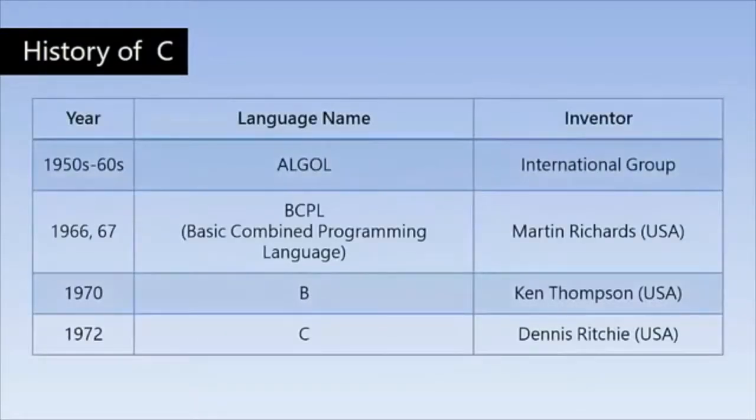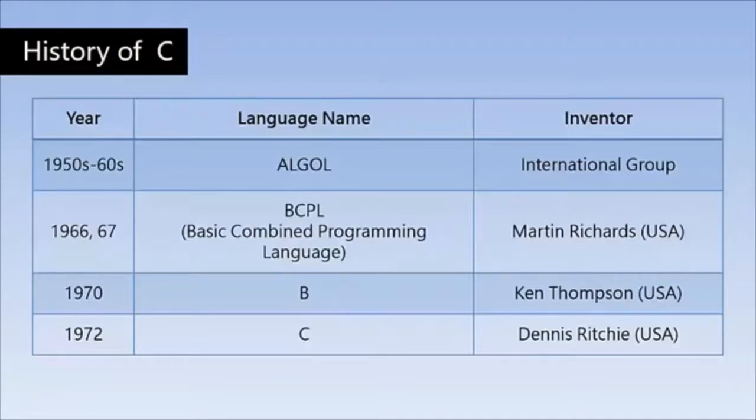So now let us study the history of C. So how C came into the world. Just look at the table, you will get the idea of the years of invention of different languages. Look at the second row, it gives you the first ever language. It is called ALGOL. ALGOL is an abbreviation for algorithmic language, which is the first high level programming language, or the ancestor of C, developed in the 1950s and 60s by an international group.